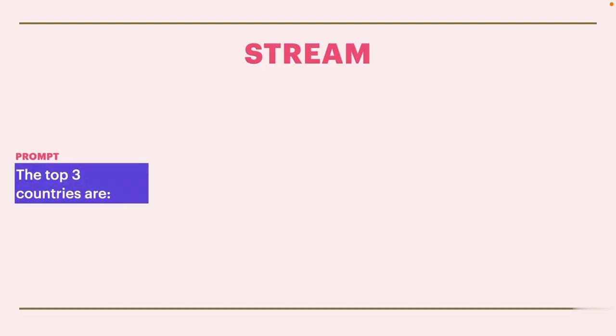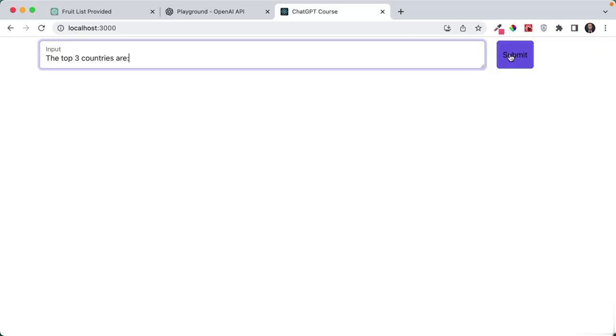In this video, you will understand the stream parameter of the ChatGPT API. This parameter is set to false by default. So let's see what happens when we run a prompt with stream set to false. I'm going to run this prompt using the default value of stream.